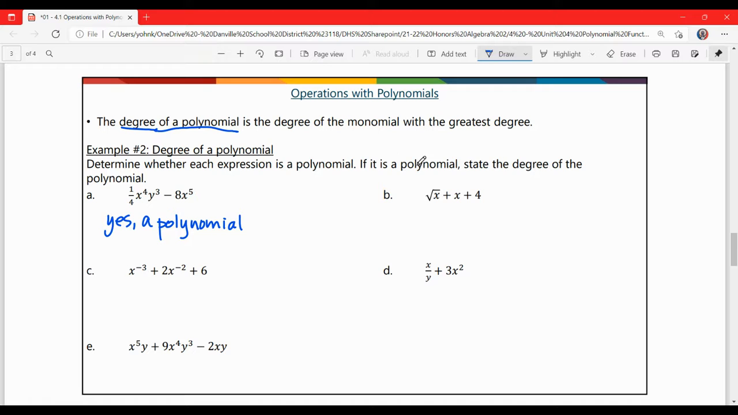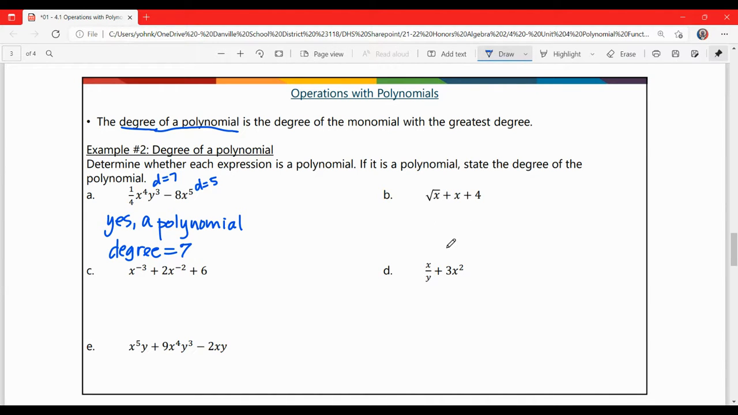Then it says, if it is a polynomial, state the degree. Okay, so to find the degree, you find the degree of each monomial, and the biggest one wins. So for instance, this first monomial, the degree is 7. The next monomial, the degree is 5. 7 is bigger than 5, so the degree is 7.